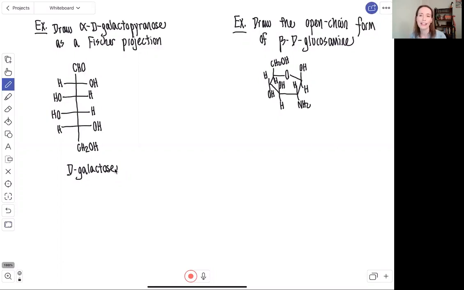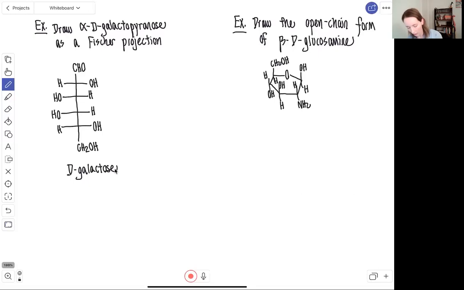Looking at the examples here, we are going to be drawing alpha-D-galactopyranose as a Fischer projection. And as a follow-up, we're going to draw the open chain form of beta-D-glucosamine. I've drawn each of these starting structures here for you. This is similar to the amount of information you would be provided if you're given this type of question on a quiz. So let's start with the example at the left.